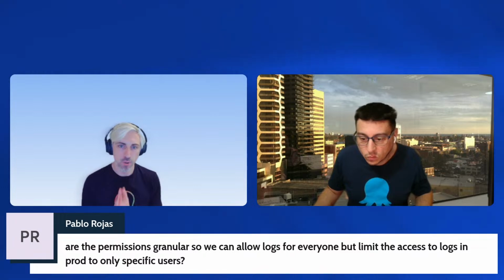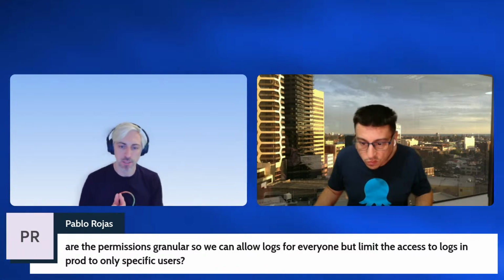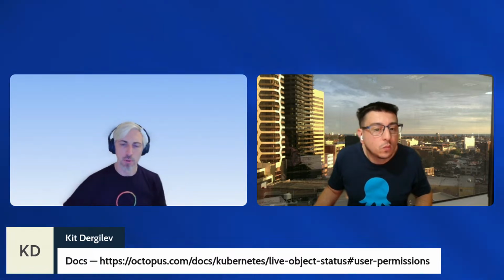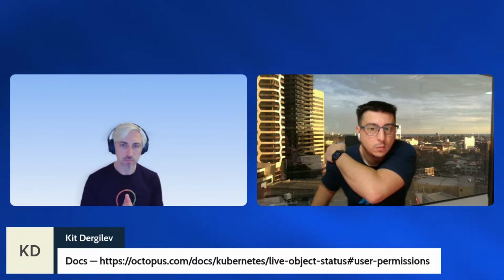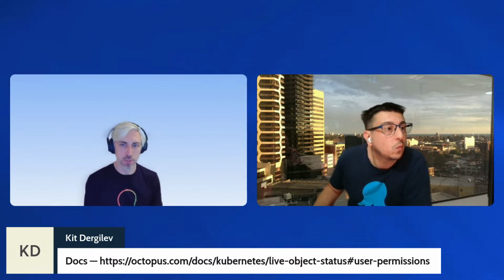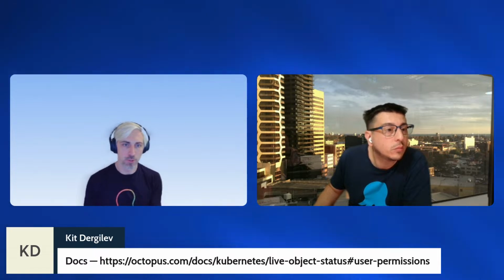So I already actually answered in the chat with this link. This is about user permissions. It's just one paragraph now, but we'll add more very soon. So in a nutshell, Kubernetes Live Object Status permissions are controlled by the deployment view permission in Octopus.